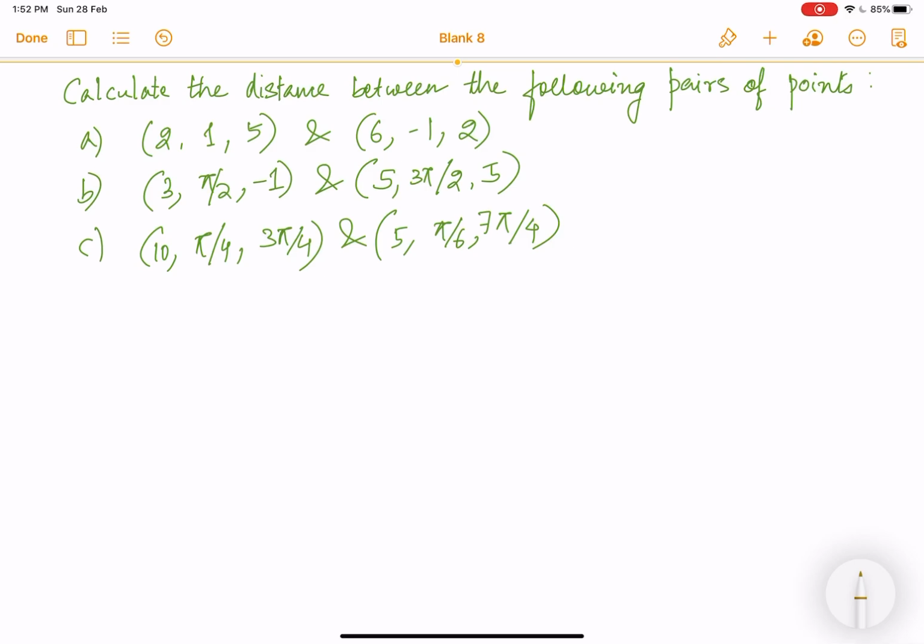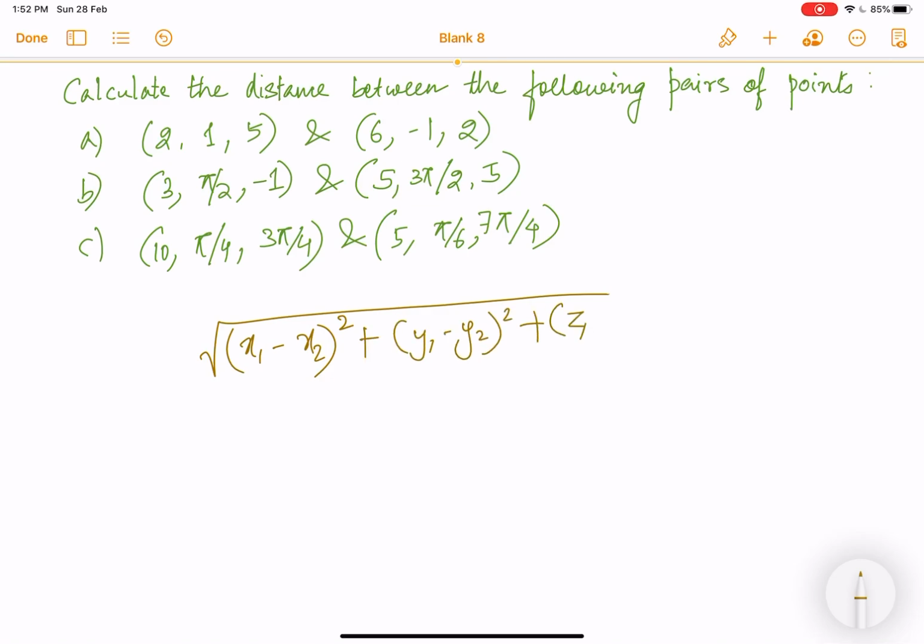Okay, first bit is simple. It's in Cartesian coordinates. So you can directly do x1 minus x2 whole square plus y1 minus y2 whole square plus z1 minus z2 whole square, to take out the distance between these 2 points.